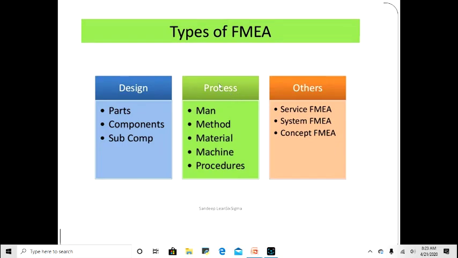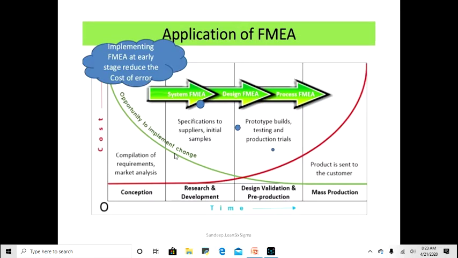So what are the types of FMEAs? Design and process. Design will include the parts, components, or subcomponents. Process will include man, method, material, machines. And the other FMEA, this is negligible, is with respect to the service, system, and the concept. So these are the two main types of FMEA, which have to be followed here.